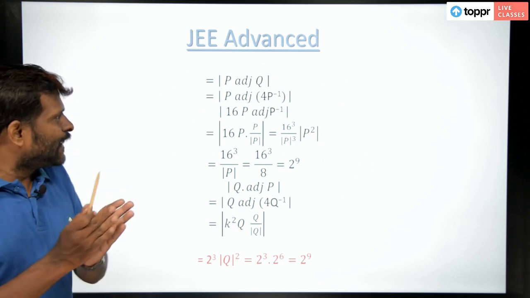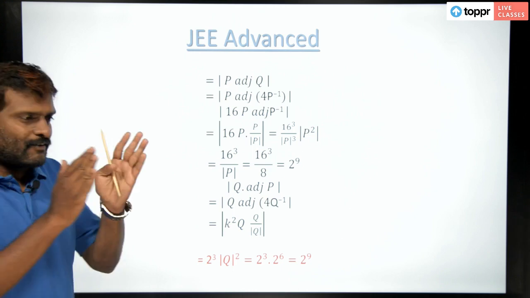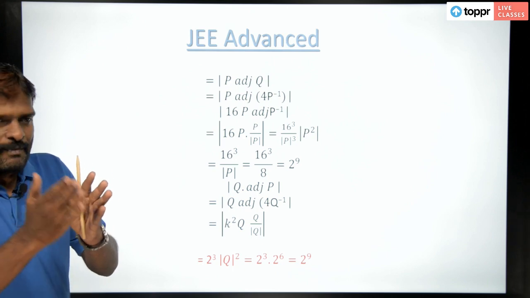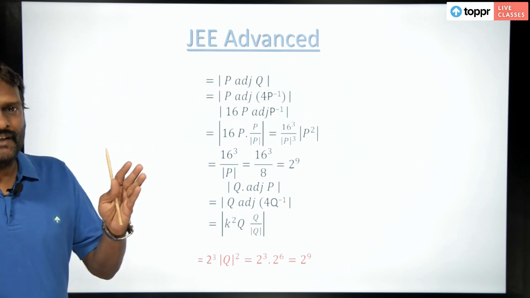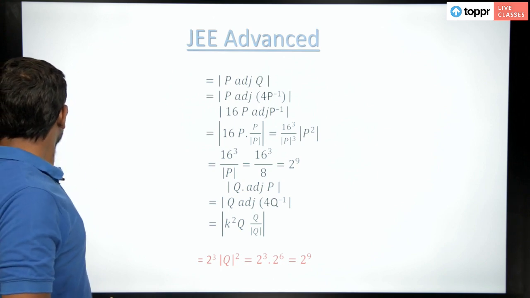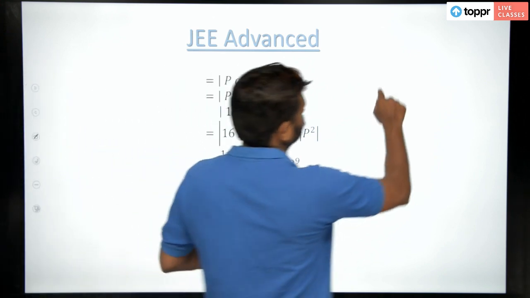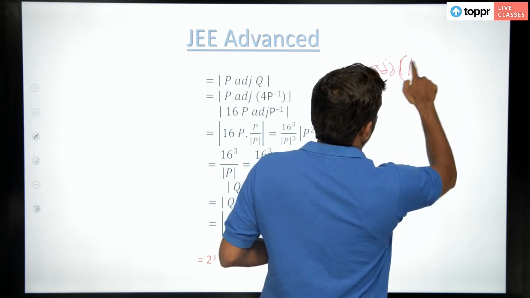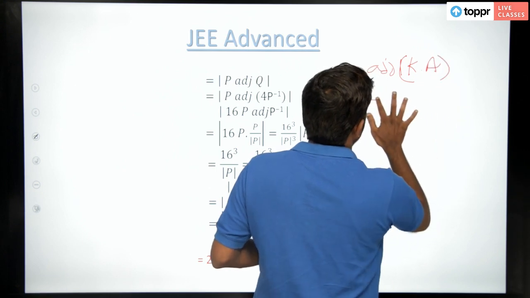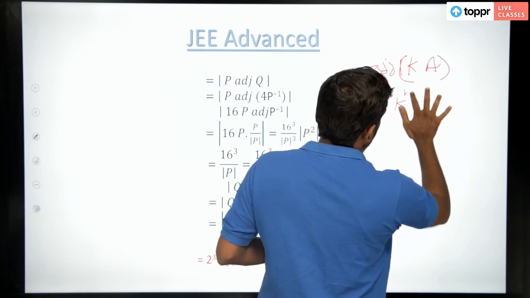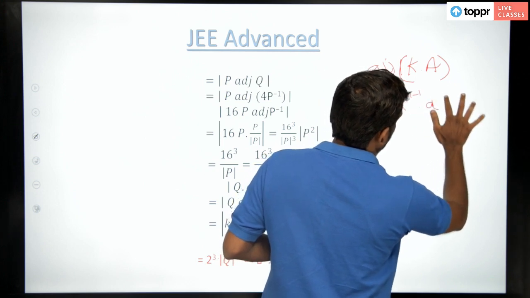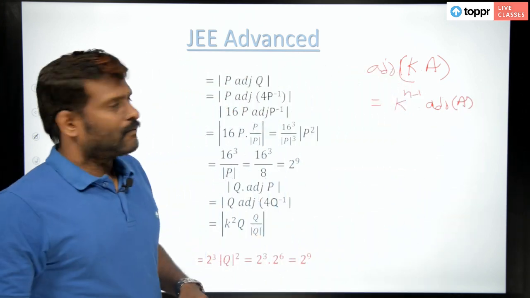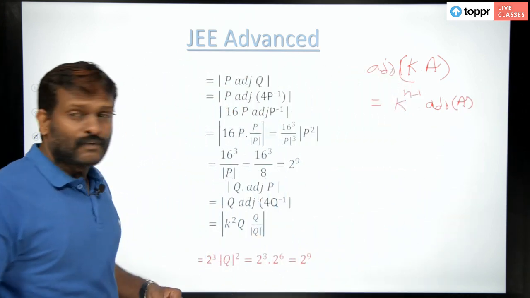Next, adjoint of k times A. If a matrix A is there and you are trying to find the adjoint of k times A, then it is nothing but k power n minus 1 times adjoint A. Why? Because adjoint of k times A can be written as k power n minus 1 times adjoint A, and n is the order of the matrix.